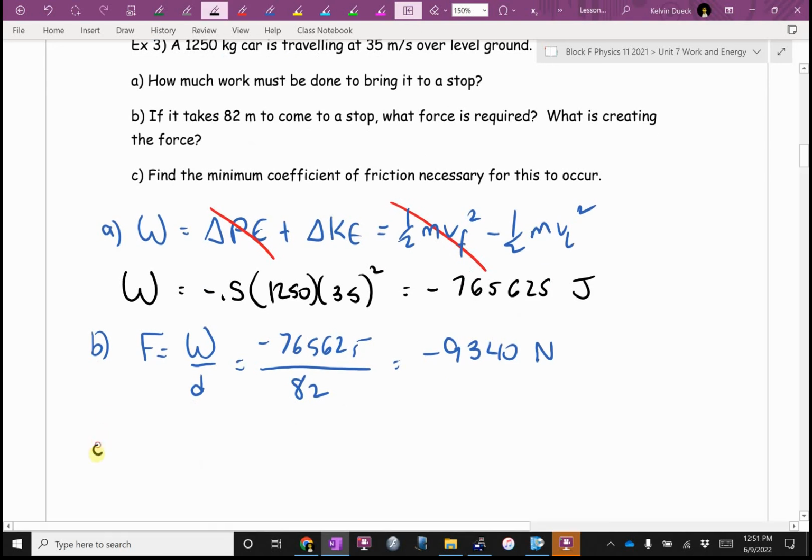Ooh, Maddie, what's C want me to find? Well, I just decided that that was the force of friction. That's what's bringing it to a stop. What's another way to write friction? Friction is what times what? I think I would start out by writing friction equals mu times the normal force. What do they want me to find? What's that in this equation? Hey, what's mu? I don't know. What's mu? How would I get the mu by itself?